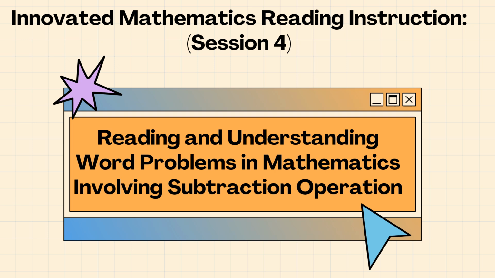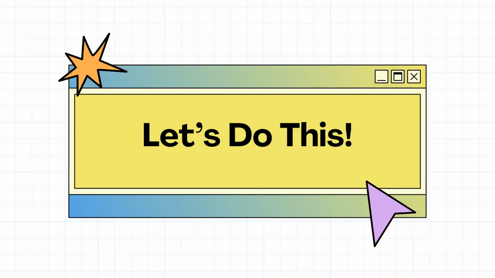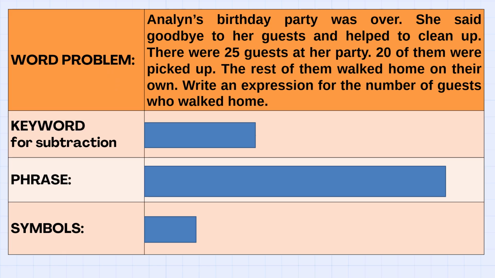This session is titled Reading and Understanding Word Problems in Mathematics Involving Subtraction Operation. At the end of this session, you are expected to identify the keywords and phrases in word problems involving subtraction operation and translate mathematical phrases to symbols involving subtraction operation. Let's do this. Word problem number 1.